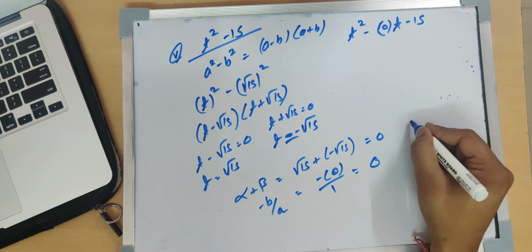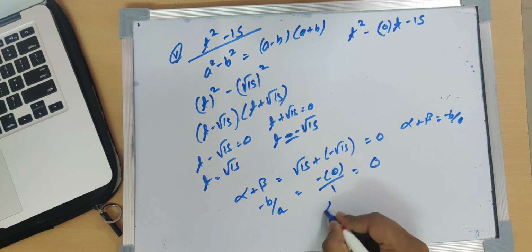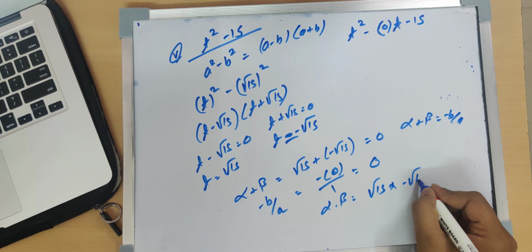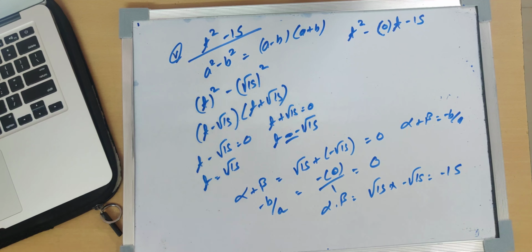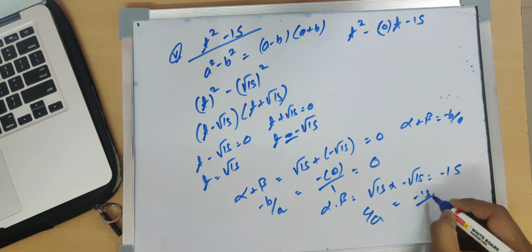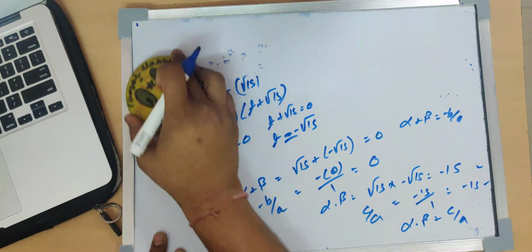So we can say that alpha plus beta is equal to minus b by a, and for alpha into beta, if we check, root 15 into minus root 15 will be minus 15. And as we know that alpha into beta is equal to c by a, so we will check for the c by a also. It is minus 15. These two are equal, so we can say alpha into beta is equal to c by a, hence verified, right? Okay, so this was your question.